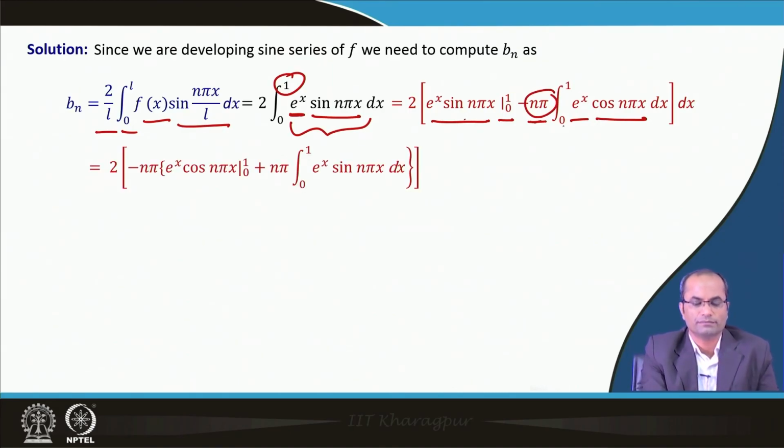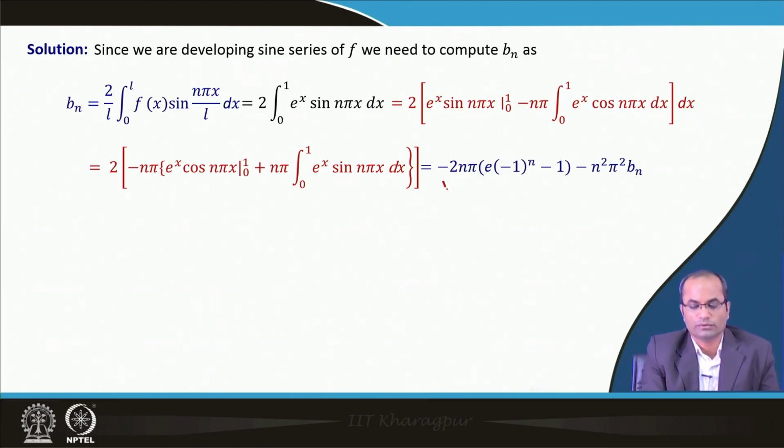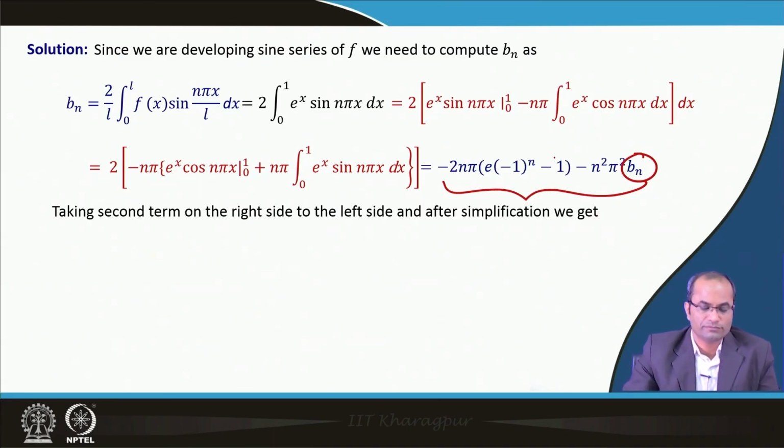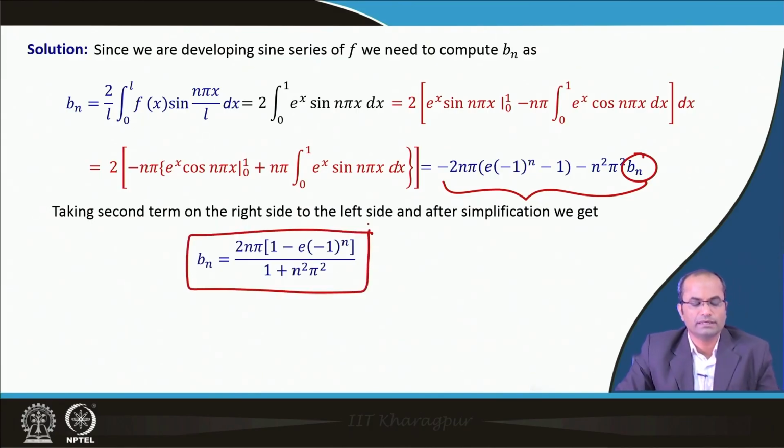In this case, sin 0 becomes 0 and sin n pi is also 0, so this term becomes 0. The second term we have to integrate again, and we get this result, which can be simplified in terms of b n again. If we take this to the other side, we can simplify for b n. After simplification, we get b n as 2 n pi times 1 minus e times minus 1 power n, over 1 plus n square pi square.